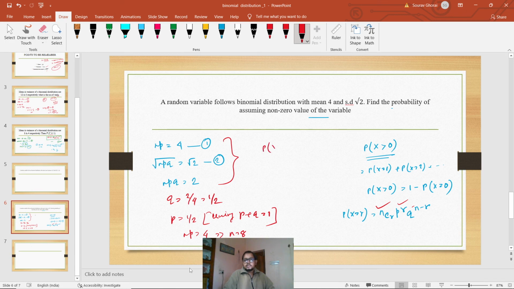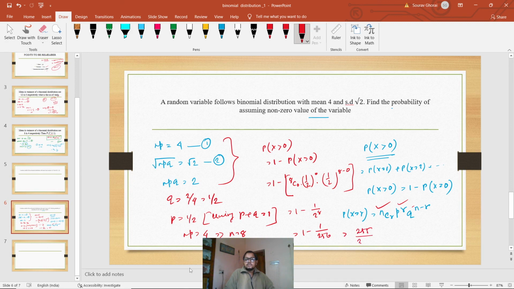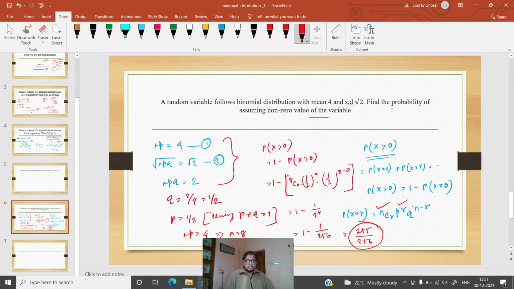So, P(X > 0) means 1 minus P(X = 0). Now from here we can write 1 minus 8C0 into half to the power 0 into half to the power 8 minus 0. So this is 1 minus 1 by 2 to the power 8, that is 1 minus 1 by 256, which is 255 by 256. I hope you understand how you can solve this.